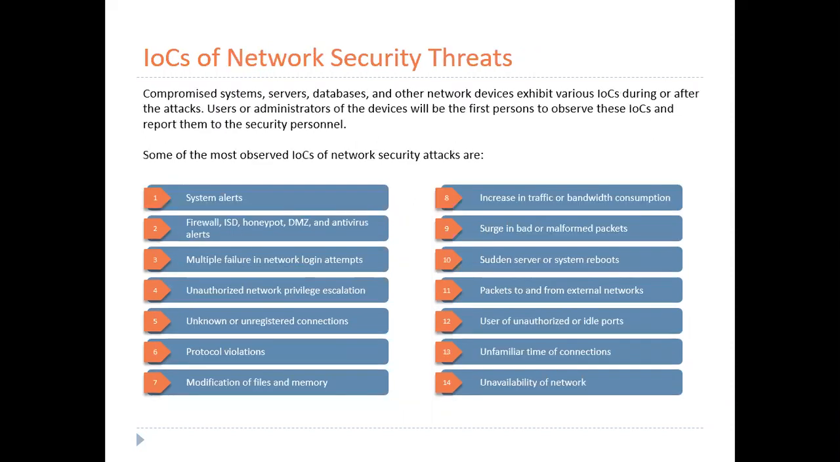Network security threats: you'll be getting alerts from the system, from the firewalls, IDS, honeypots, DMZ, antivirus alerts. Maybe you can observe an unauthorized network privilege escalation, or unavailability of networks. So whenever you receive such kind of alerts, or you can see the logs, then you need to perform more investigation to see what is going on there in the network.